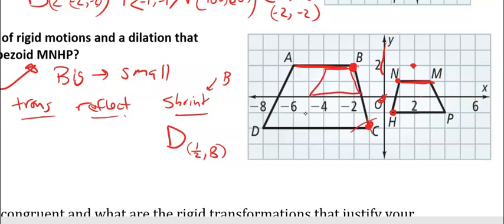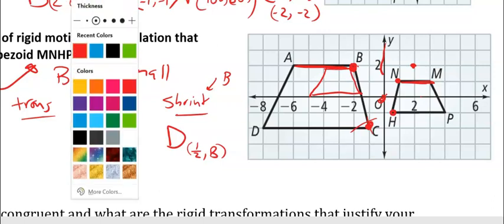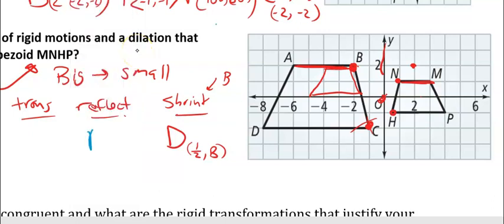Does that make sense? Okay, so now we are there, and we are going to reflect it. Get some blue. We're going to now reflect it over the y-axis. When I reflect it over the y-axis, it's like this, I think. Now it's there. It's almost on top of itself.